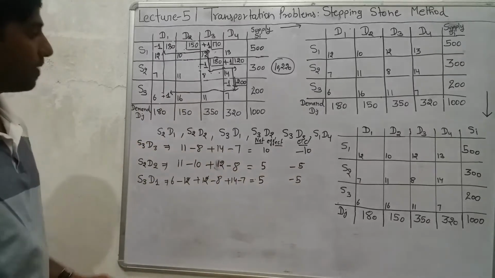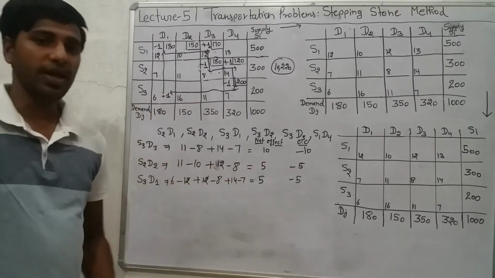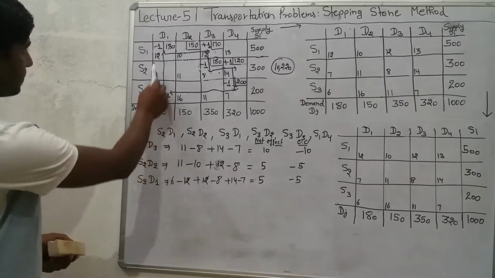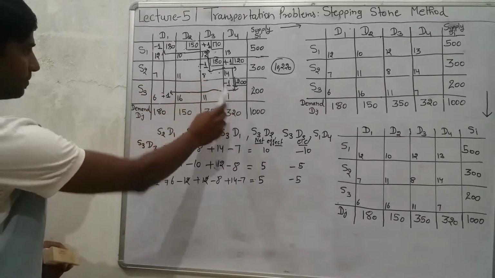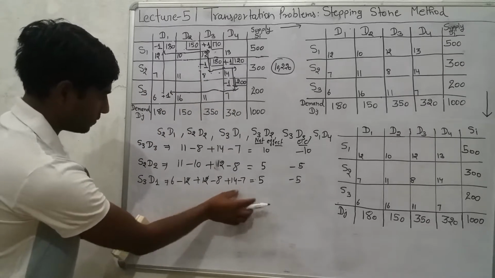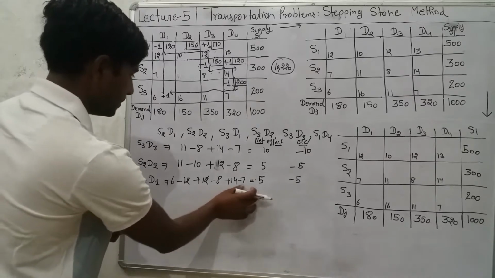So again there is no benefit in opting for this route, because the opportunity cost is -5. Let's cross check it. Plus 6 minus 12 plus 12 minus 8 plus 14 minus 7. So 18, 32 minus 12, 20 minus 8, 12 minus 7, 5. Okay, right.